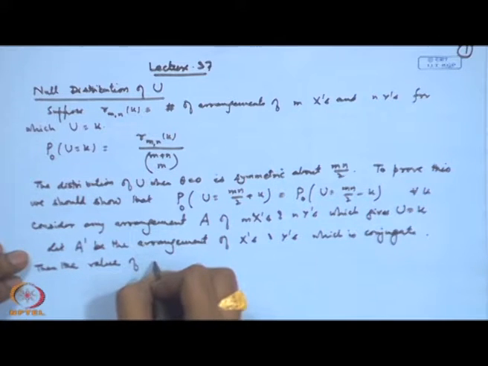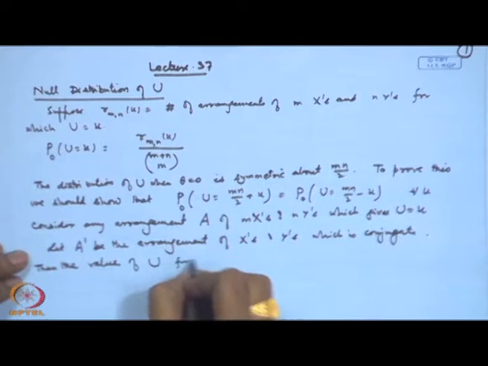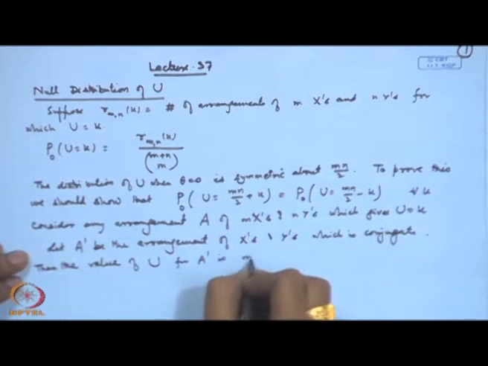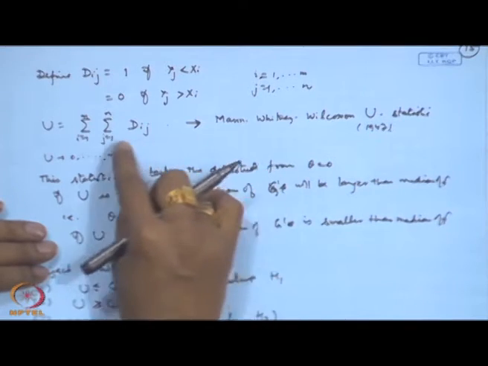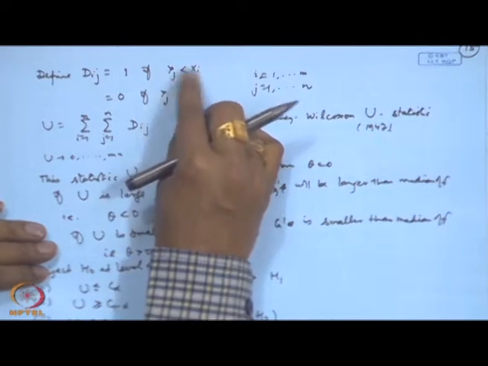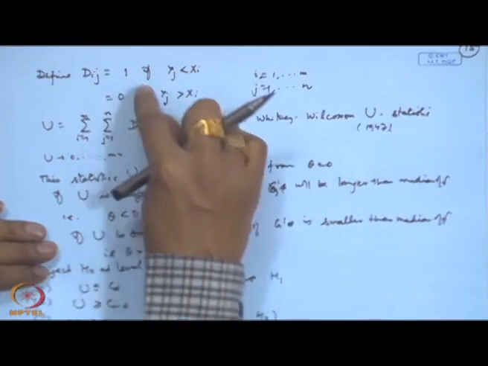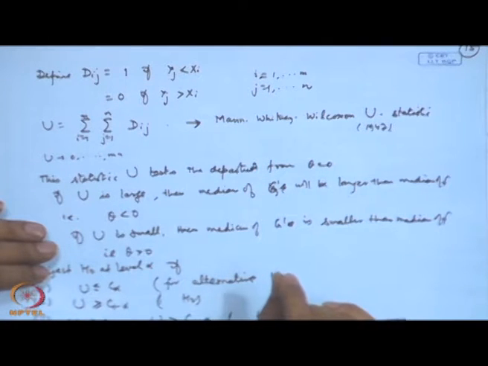Then the value of U for A prime will be m n minus u, because all the x's have become y's and y's have become x's. So, if we look at this definition here, it will become the reverse of that. So, if we do that, then this will become m n minus u.